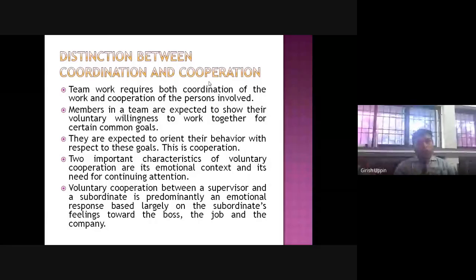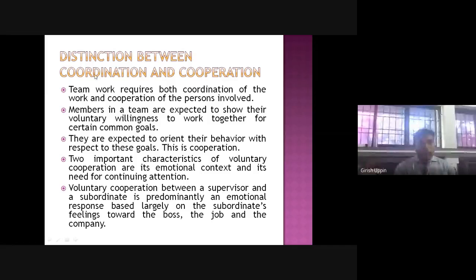Let me rephrase with the same example. Instead of saying the computer science department should coordinate with the electrical department to successfully set up the computer lab, if you say the computer science department must cooperate, then when you say cooperate, it is more of a voluntary kind of thing. So it might or might not cooperate. You can think in that direction.